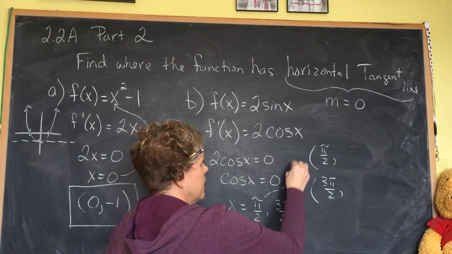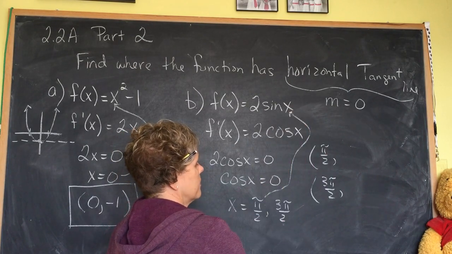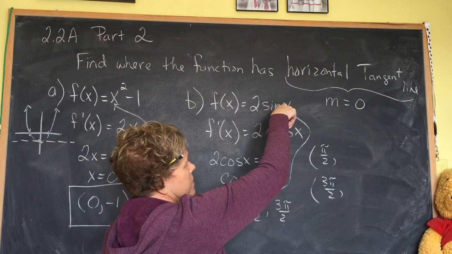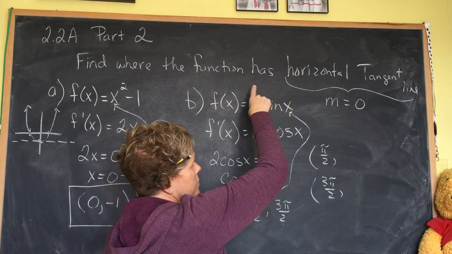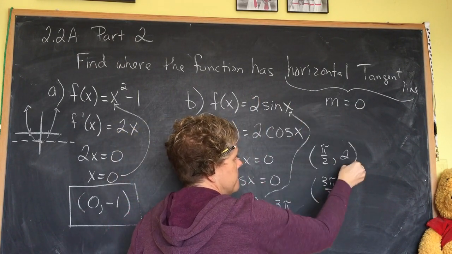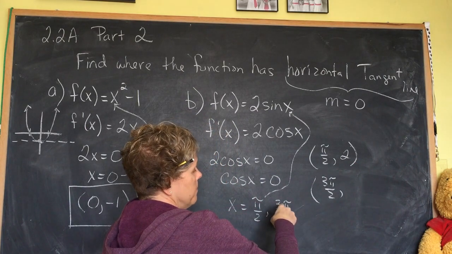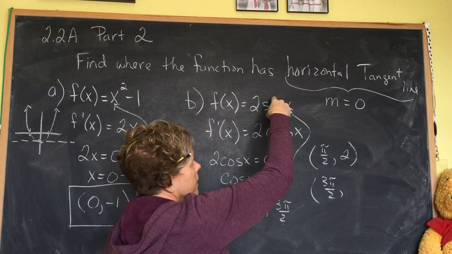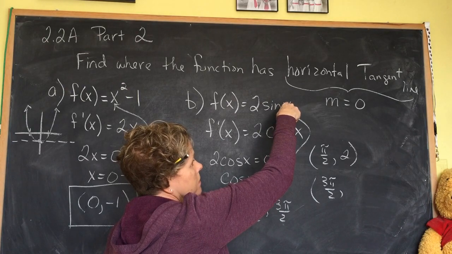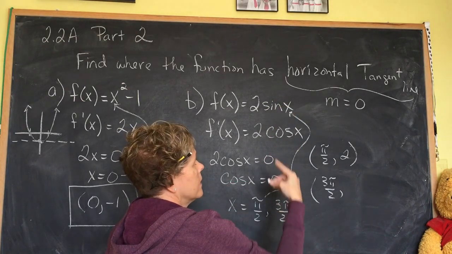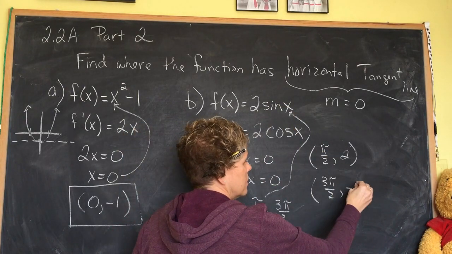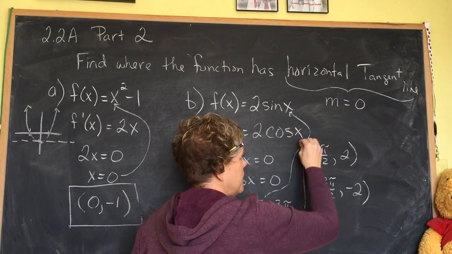So when you take these values, you plug them into the original. So sine of pi halves is 1. 1 times 2 is 2. Take 3 pi halves now. Plug it in here. Sine at 3 pi halves is negative 1. Negative 1 times 2 is negative 2.